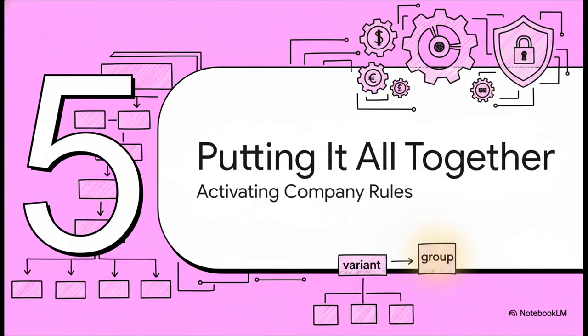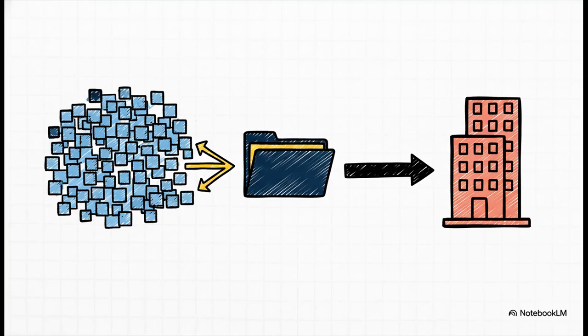Okay, let's bring this all home. We're at the final step, where we see how this whole logical structure of variants and groups actually gets turned on for your specific company. And this is where the power of that hierarchy really pays off. Instead of trying to manage hundreds of individual groups for your company, you don't. You assign one thing. You just tell your company which master list of rules to use. It's this beautiful single point of control that makes a super complex system surprisingly simple to manage.